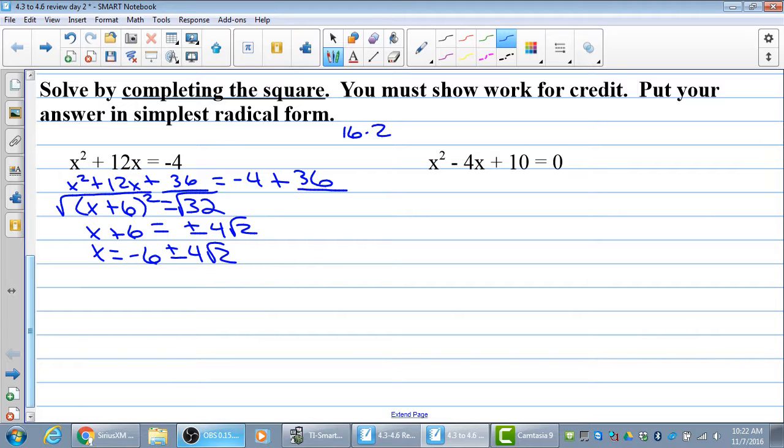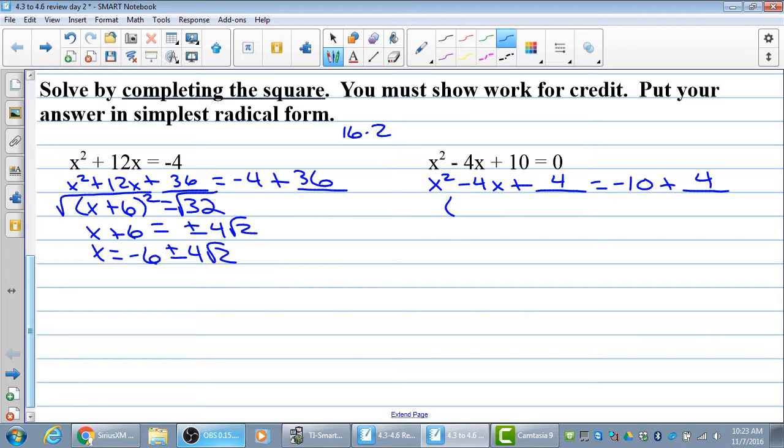Any questions on that one? Don't forget plus or minus. Now this one, we have to get that constant over to the other side. It's getting in the way of completing the square. So we minus the 10 over, and we have to add something to both sides. That's your b over 2 squared. Take the 4 divided by 2, that's 2. 2 squared is back to 4. So actually, we have to add 4 on this one. That's the only one where that happens. We actually add the number that we have.